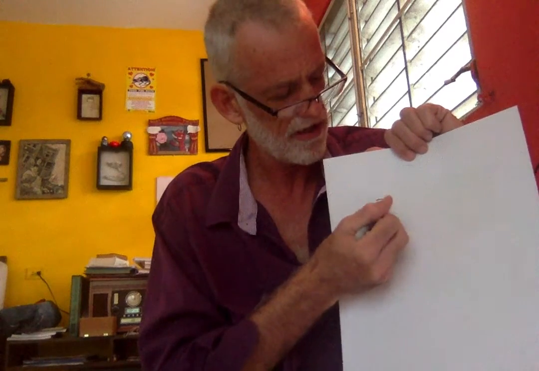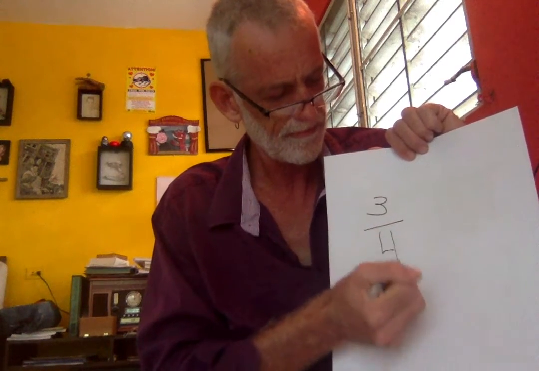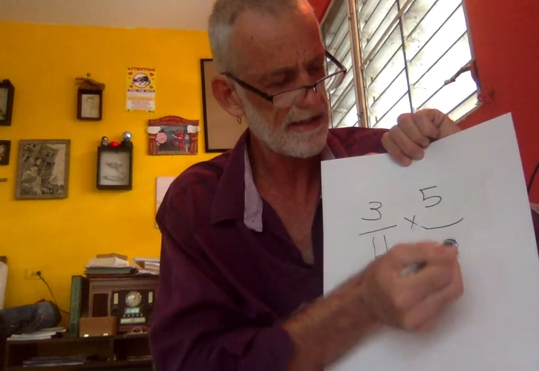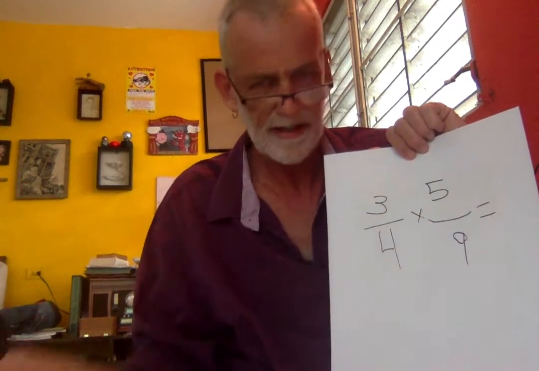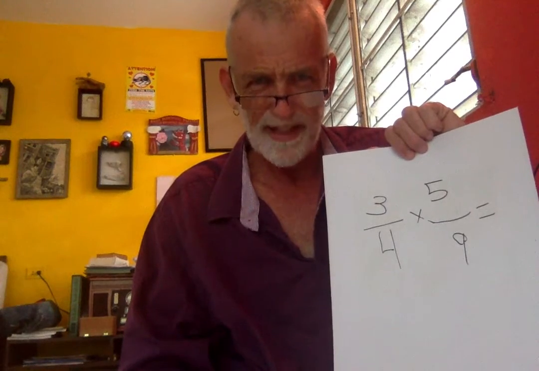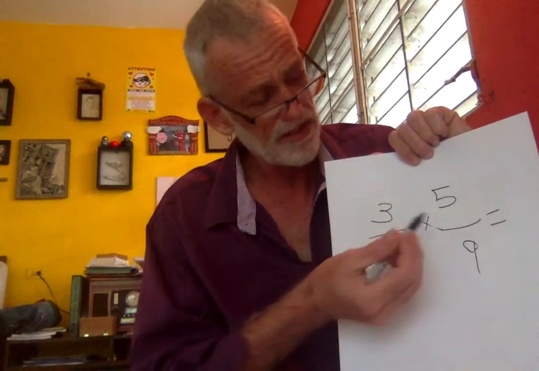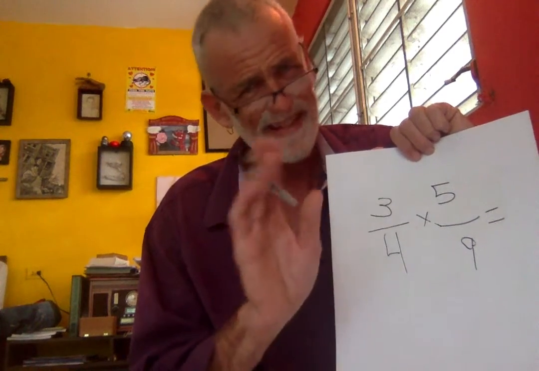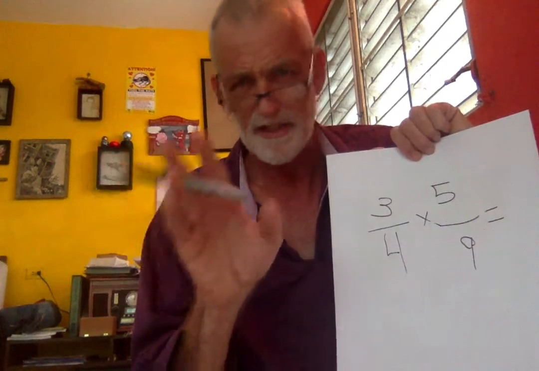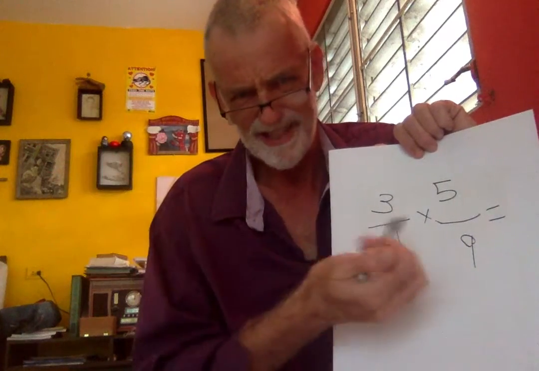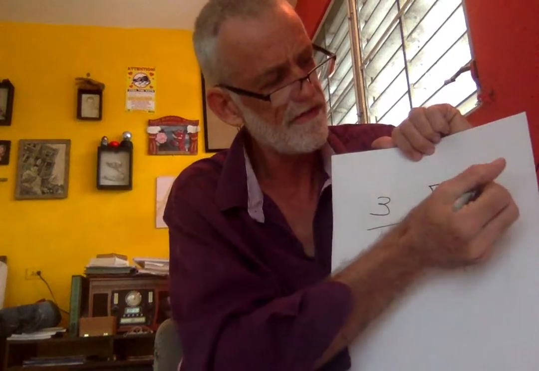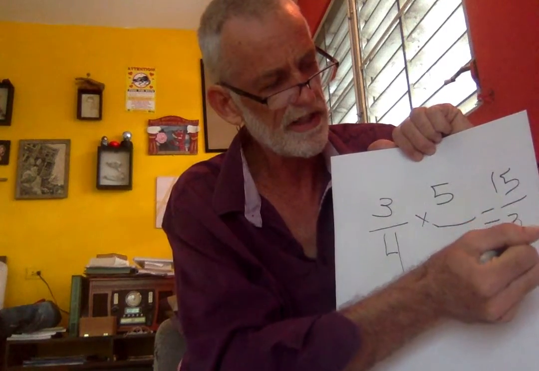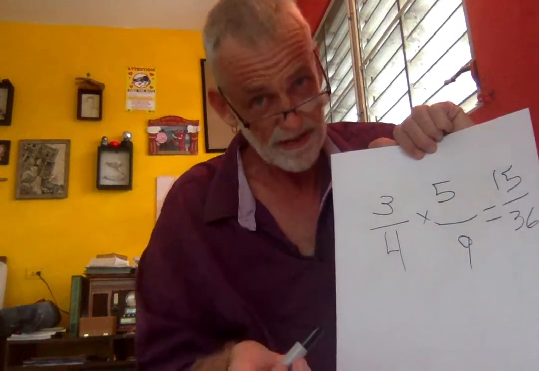We're going to multiply 3/4 times 5/9. Can we simplify easily? Not really. There's no number on top that's the same as the number on the bottom. For right now, let's just leave it like that. We're not going to simplify. Let's just multiply. 3 times 5, 15. 4 times 9, 36. Do we have to simplify?